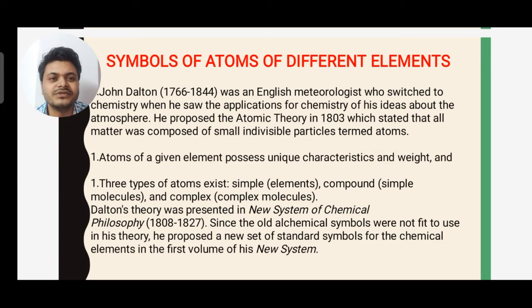Second, the atoms of a given element possess unique characteristics and weight. You can see three types of atoms exist. One is simple, that is element. Next is compound, that is simple molecule. And third is complex, that is complex molecule. Dalton's theory was presented in New System of Chemical Philosophy, 1808 to 1827. Since the old chemical symbols were not fit to use in this theory, he proposed a new set of standard symbols for all chemical elements in the first volume of his new system.